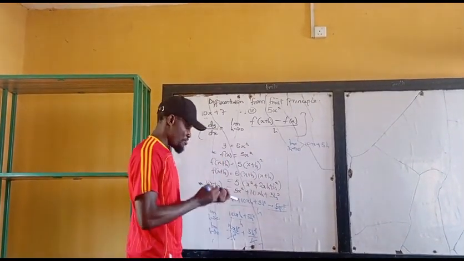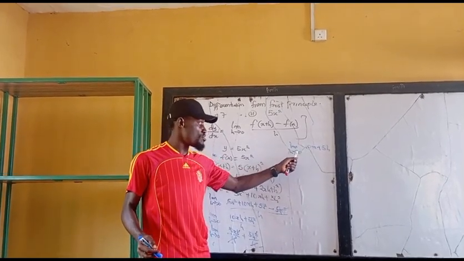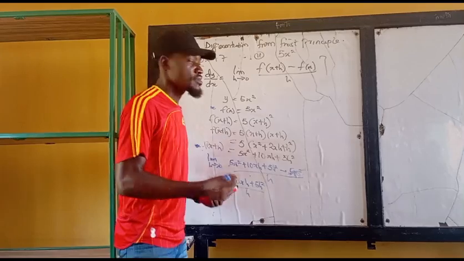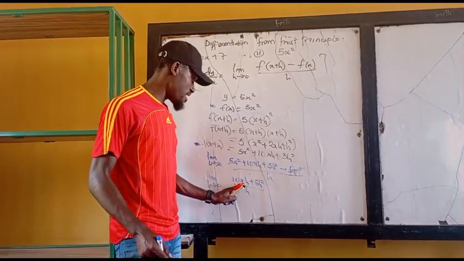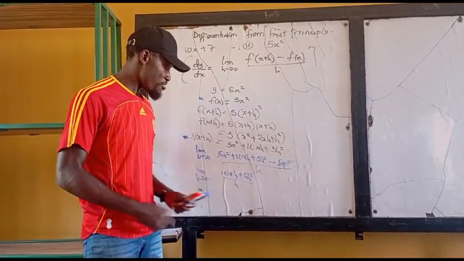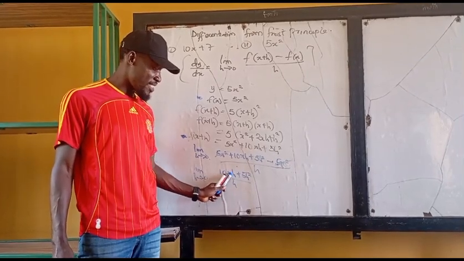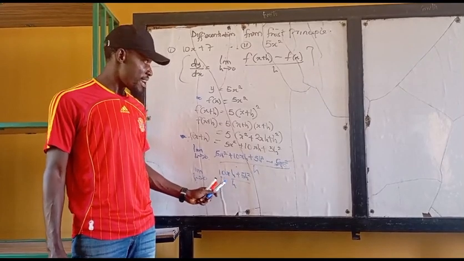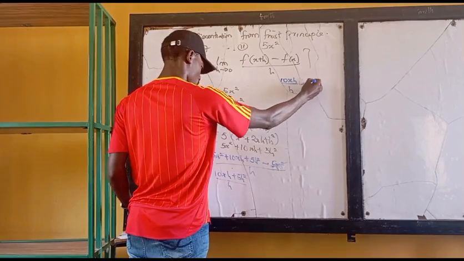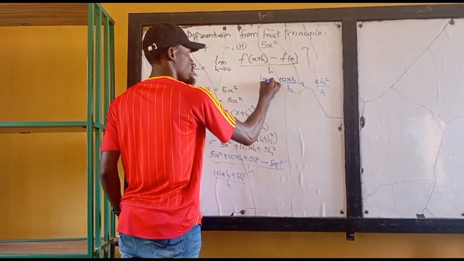Now what do we do from here? We are now going to tend our h to 0. That is, wherever we see h in the equation, we are going to put 0. Now you can agree with me that the denominator is h, and this denominator h is meant for both 10xh and 5h squared. So I can write this by writing 10xh over h plus 5h squared over h. Please don't forget the limit as h tends to 0.